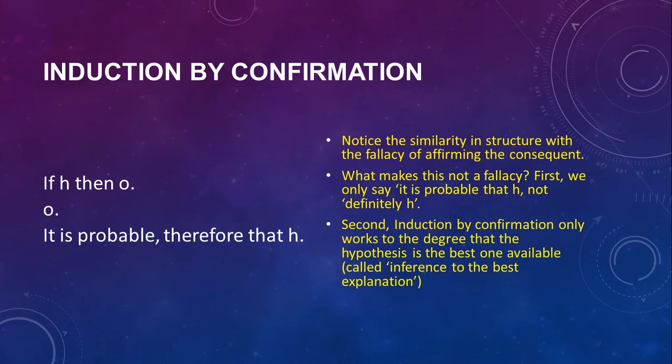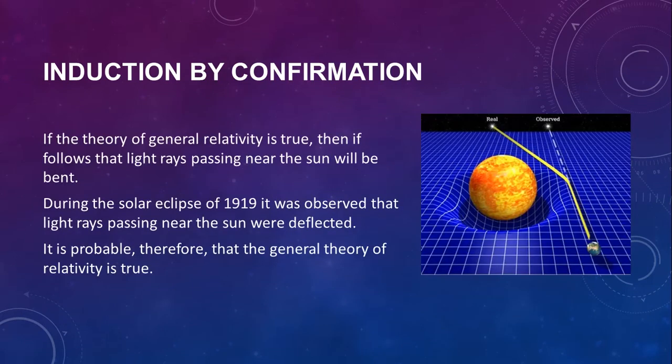Okay, so let's do an example to get this out of the abstract. Oh, actually, let's do this example first. Here's an actual inference to the best explanation from the history of science. If the theory of general relativity is true, then it follows that light rays passing near the sun will be bent. So according to general relativity, the sun bends space-time by its gravitational attraction, or its gravitational attraction just is the bending of space-time, which means that a real star behind the sun, its light will get deflected and arrive at Earth looking like it's coming from somewhere it's not.